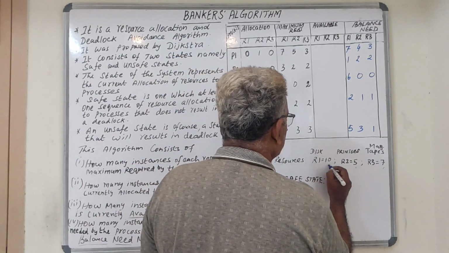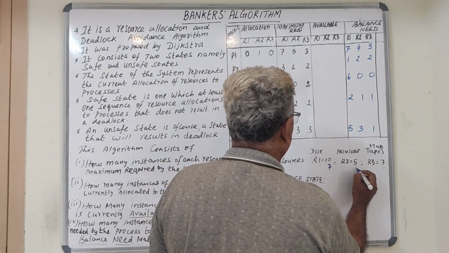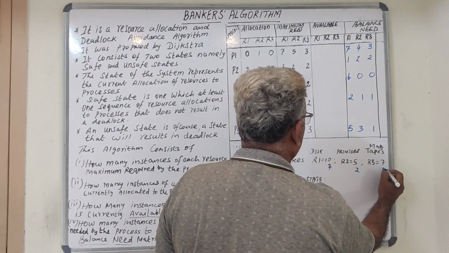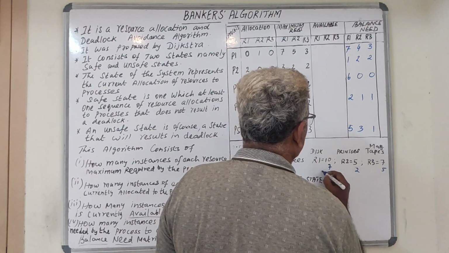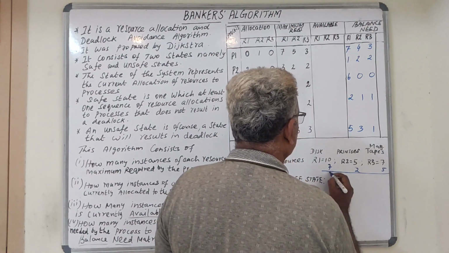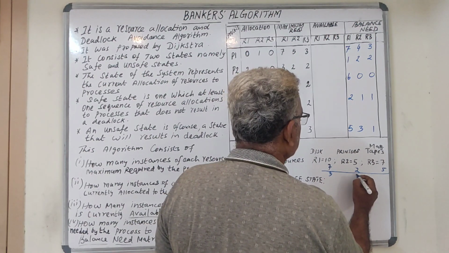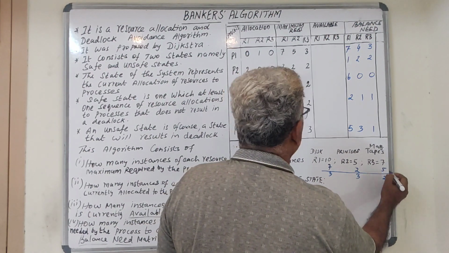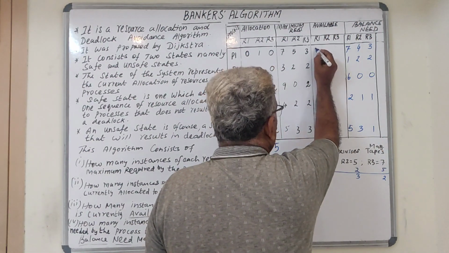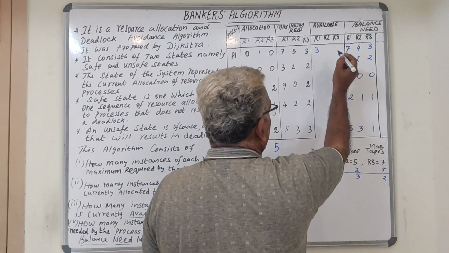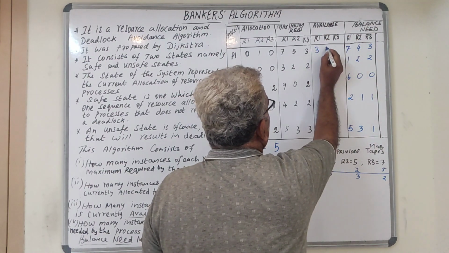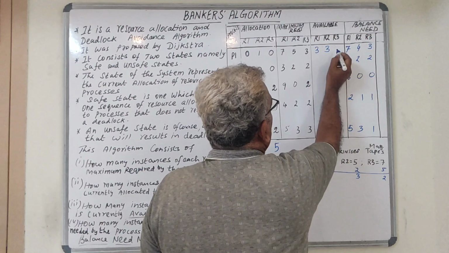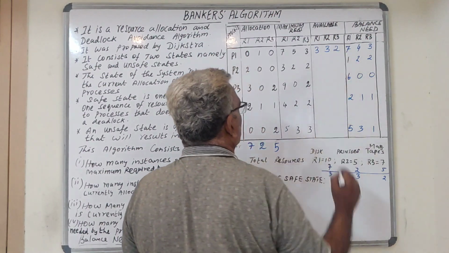Now subtract the allocated values from the total values. So we got 3, 3, and 2. Resource 1 available in hand is 3, resource 2 is 3, and resource 3 is 2.